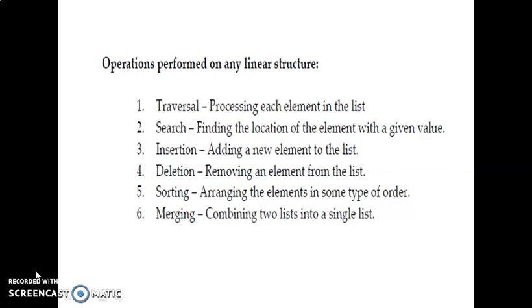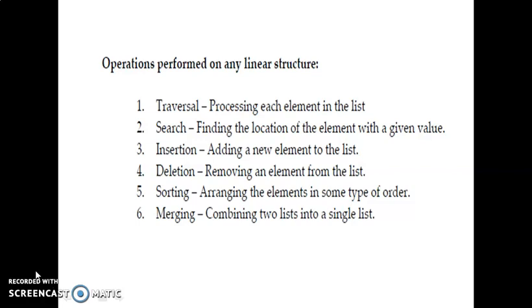First, traversal: processing each element in the list. Just visiting each and every element is called traversal. Search: finding the location of the element with a given value. I give one value, and whether that value is present in the list or not is what search means. Insertion: suppose I give a new element, and that element is added into the list. Deletion: I give a particular element, and that element is deleted from the list. Sorting: we arrange the elements in some type of order, which may be ascending or descending order.